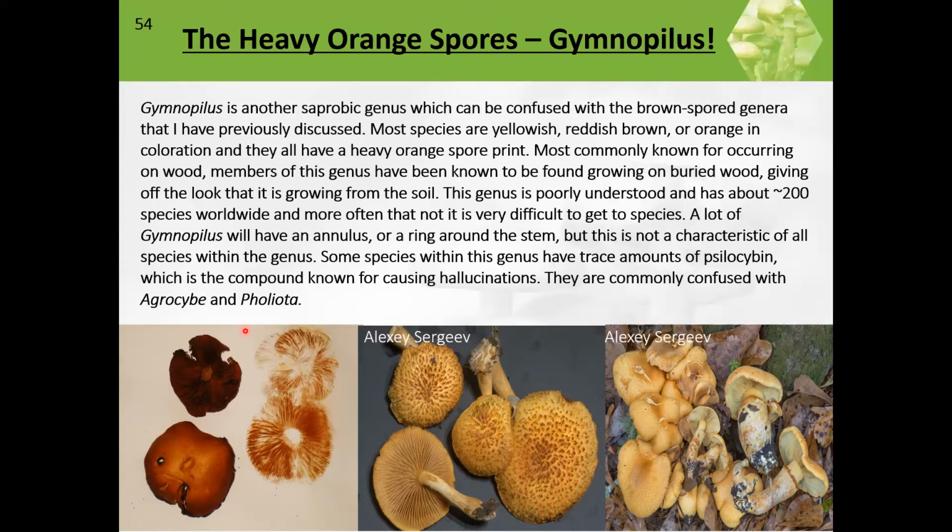A lot of Gymnopilus will have an annulus or a ring around the stipe, and usually it disappears with age, but it's not a ubiquitous characteristic. It is not 100% with this genus. And some species are known to contain psilocybin, which is the compound known for causing hallucinations. They're very bitter, and I really wouldn't suggest people eating these.